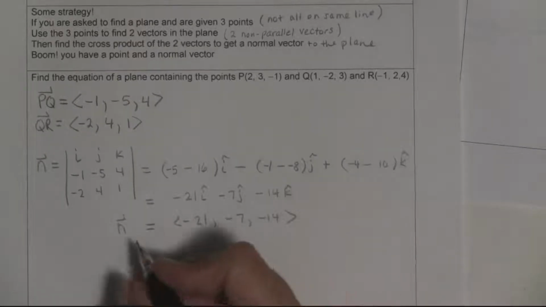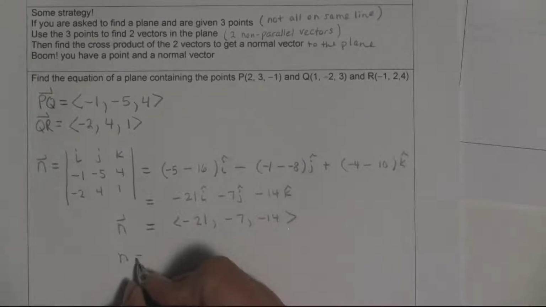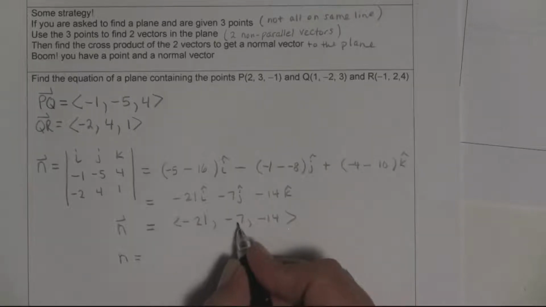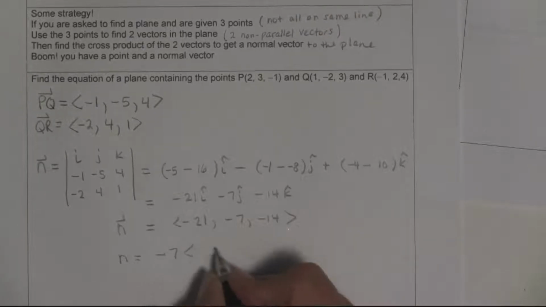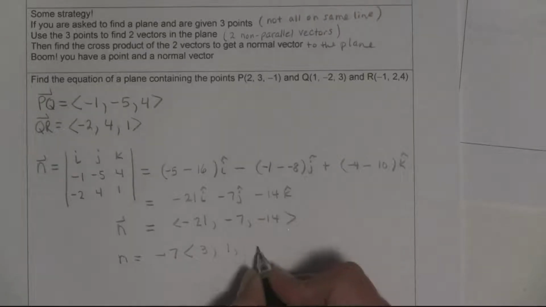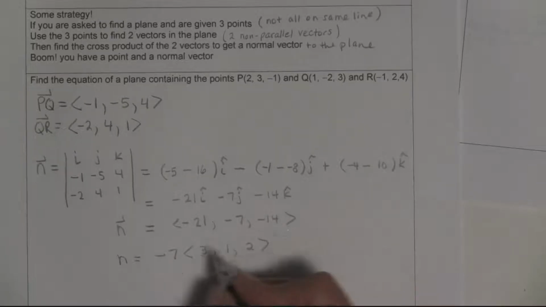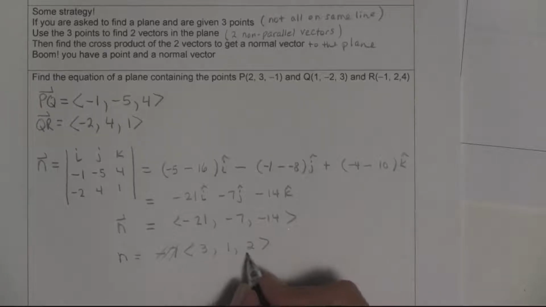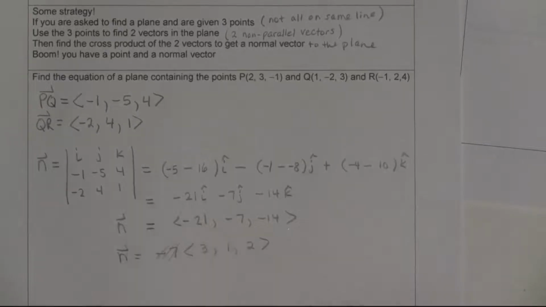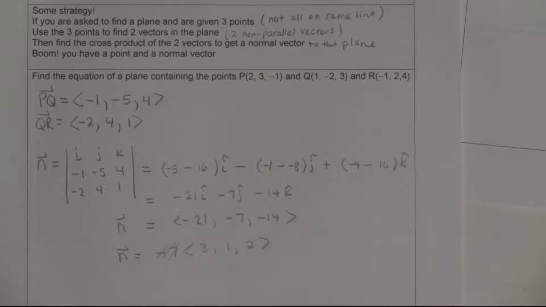So I could use for my normal, if I liked, I could pull out a negative 7 from each of these, right? This is negative 7, and this is times 3, times 1, times 2, right? Do you guys agree? And then I could just use a scalar multiple. So I could use 3, 1, 2 if I liked. So I'm going to use that for my direction.